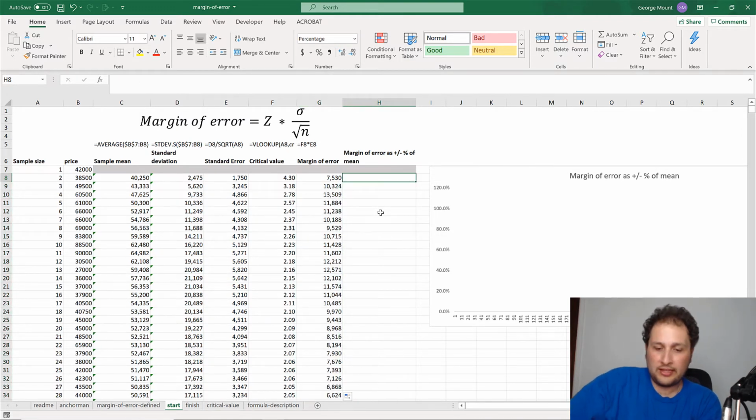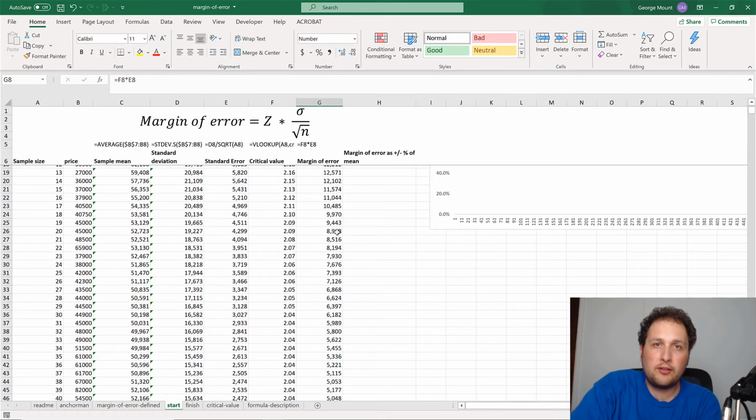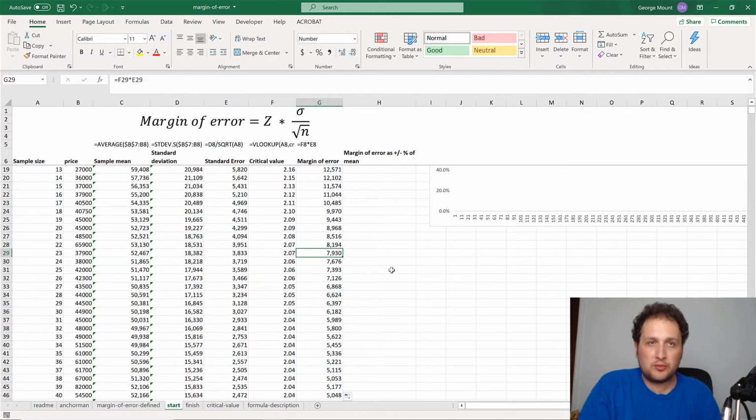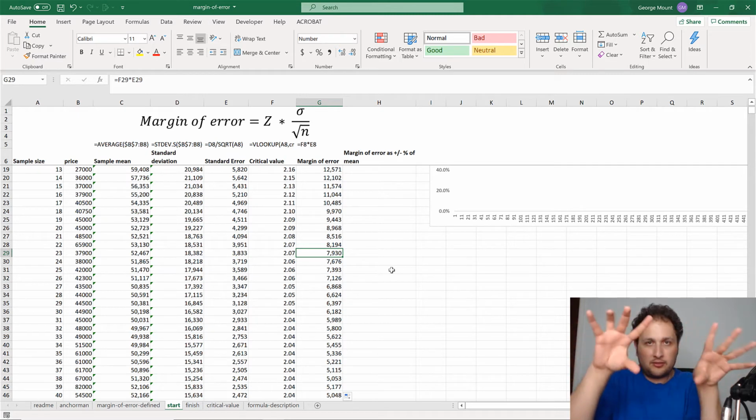And now, last but not least, I want to find the margin of error as a plus or minus percentage of the mean. So the way I'm going to do this is we've got our total margin of error here. So let's just pick one of these rows at random. Okay, I've got a sample of 23. Our sample mean is 52.5. Our margin of error is 79.3. So what we're saying is that we've got a mean of that $53,000. We've got $8,000 or so spread across that mean. We expect to find our population somewhere in that range.